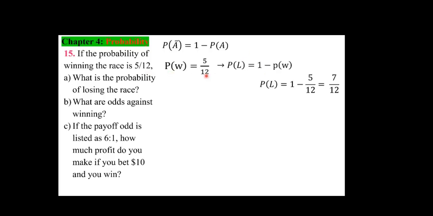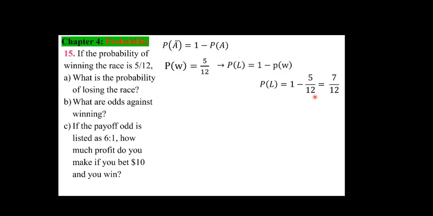All right, so complementary event, first and foremost. The probability of A not, or A complement, or sometimes they call it A prime or A bar, is 1 minus the probability of A. So if the probability of winning is given as 5 over 12, then the probability of losing would be 1 minus that. So 1 minus 5 over 12, common denominator is 12. 12 minus 5 is 7 over 12.